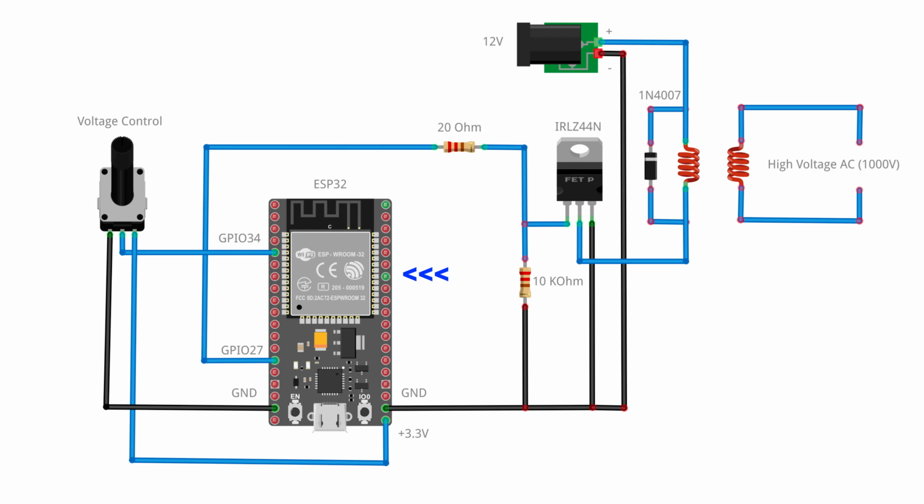Here we have the ESP32. Here we have the IRLZ transistor that works as a switch. And here we have the high voltage transformer and a 12-volt input. Practically that is it. Let's start coding.